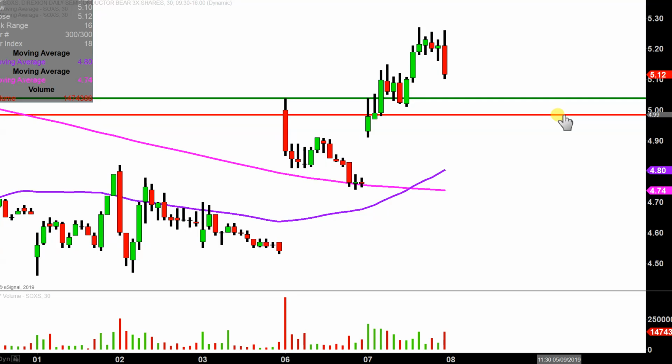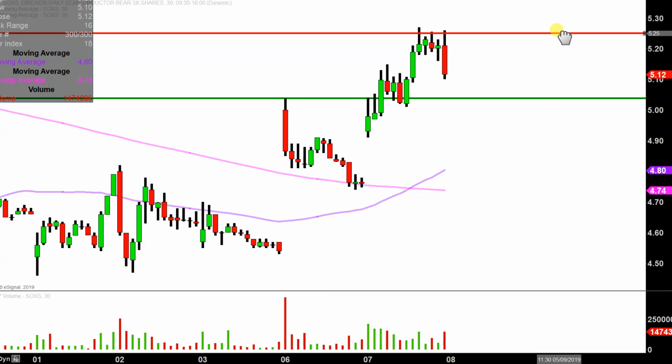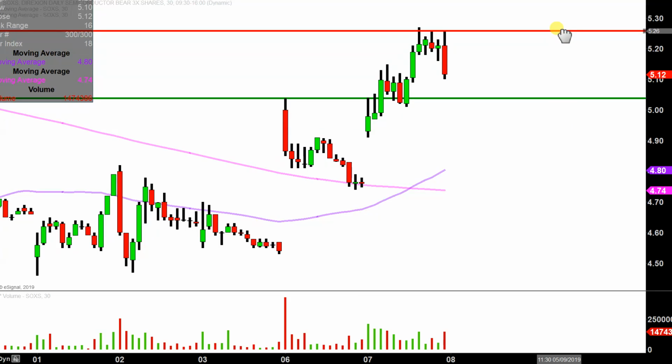What about levels of resistance? Pretty straightforward right now, nothing fancy or complicated other than the fact that the party finally stopped today on several different instances right up there around $5.25. So $5.25 will be public enemy number one going forward.